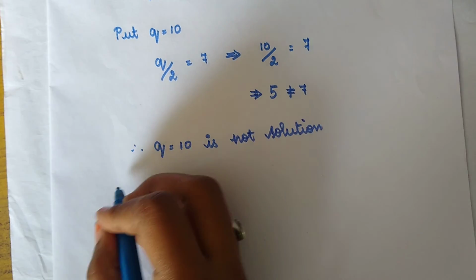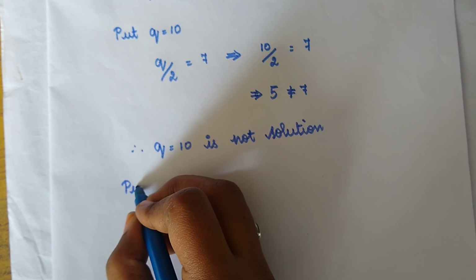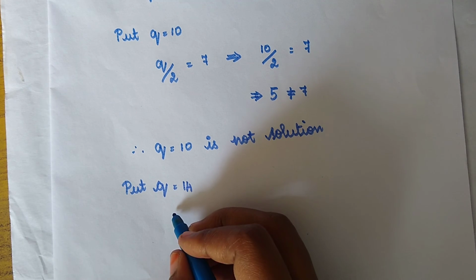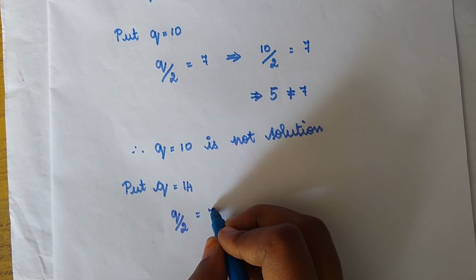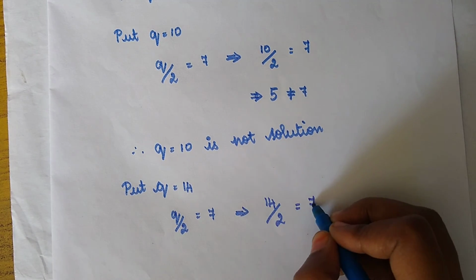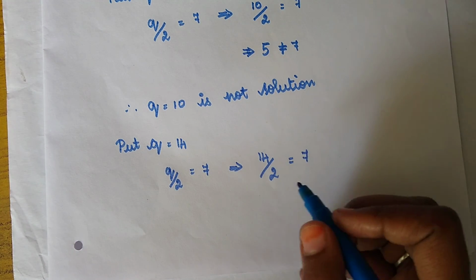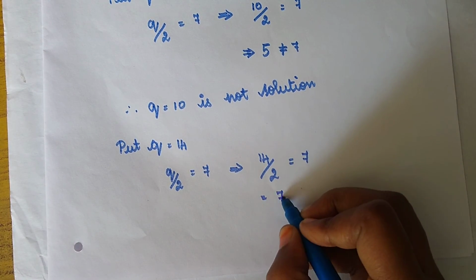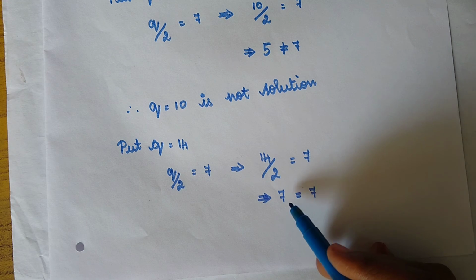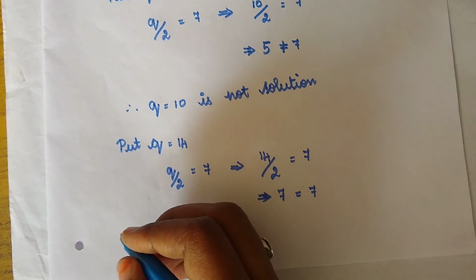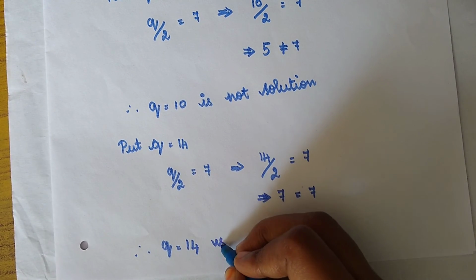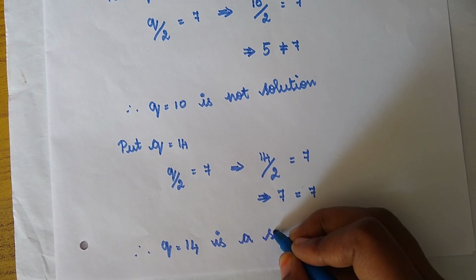We have to take the last number, that is, put q equal to 14. Okay, here q divided by 2 equal to 7. q is 14 divided by 2. Here also we have to reduce in the 2 table. 7 2s are 14, so 7. So 7 is equal to 7. So therefore q satisfies this equation. So q equal to 14 is a solution.